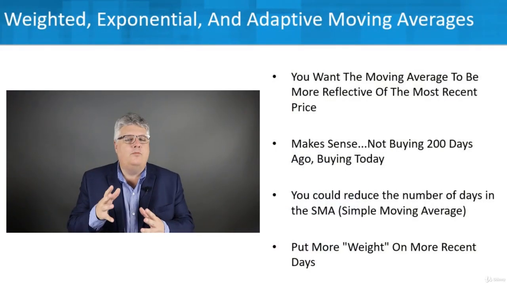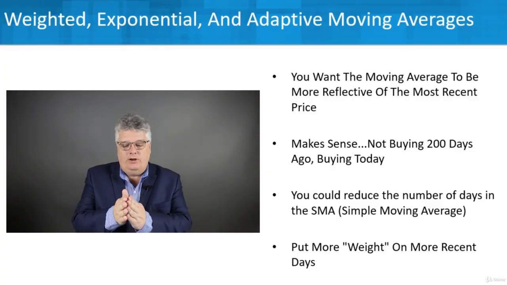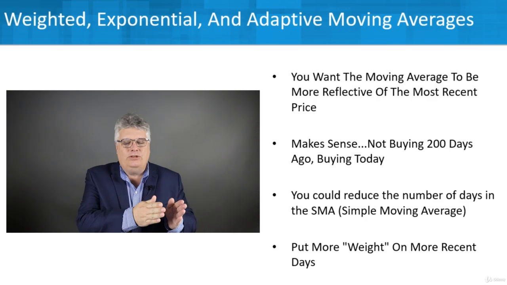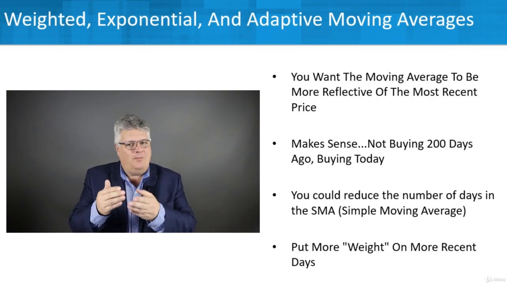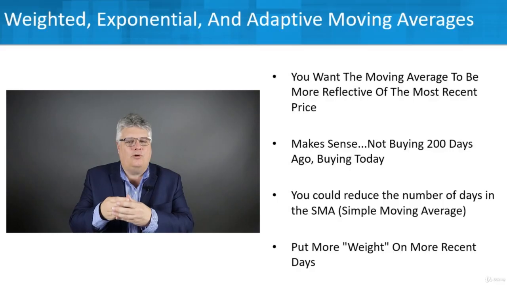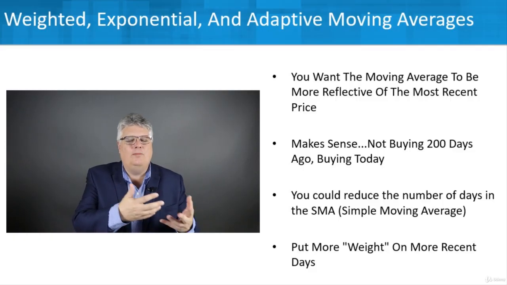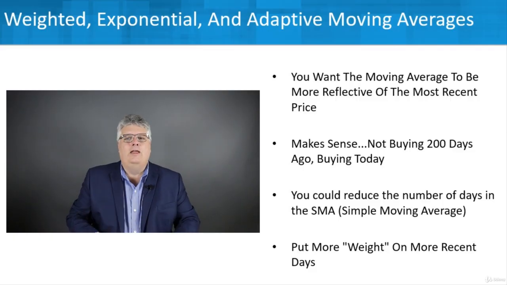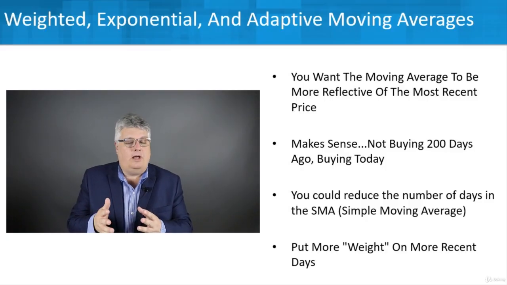But let's say you want a moving average that's more reflective of the most recent price. We know a simple moving average is an equal distribution between that price range. But it could make sense where you'd say, I'm more interested in what's happening closer, more weighted towards more recent pricing. So you might think, well, I'm not buying 200 days ago. That's maybe too much of a lag. I want to use a weighting average that might take advantage of that. Now, a couple ways you could do it.